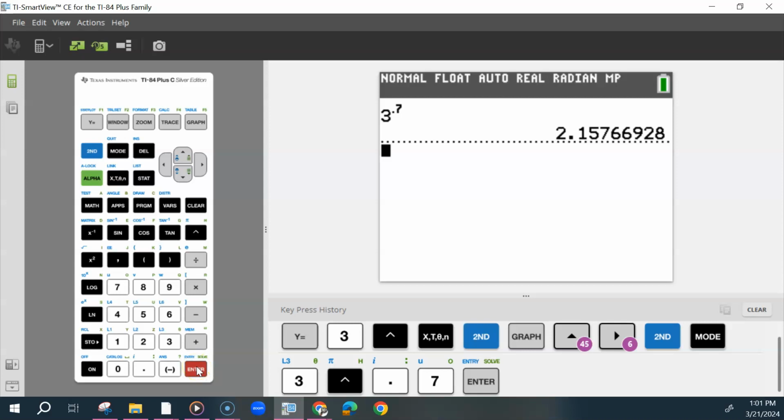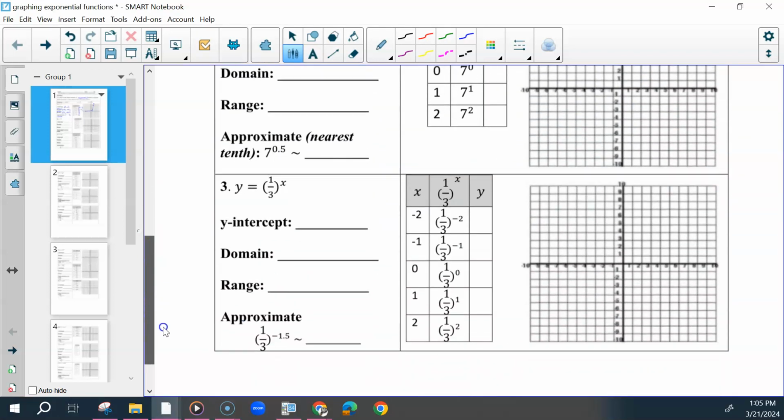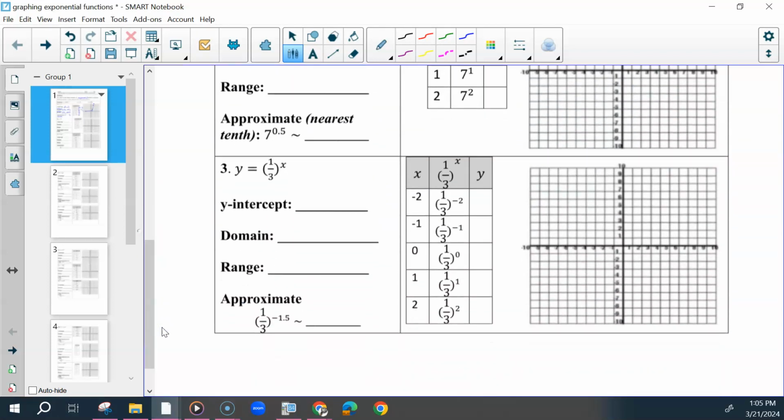Let's say round to 2 or 3 decimal places. 2.16 if rounding to 2, 2.158 if 3. And that just gives you a sense of where I could place this decimal if it fell on the graph. All right, and then we're going to skip around. So number 2 would be similar. I want to do one that has a fraction base.